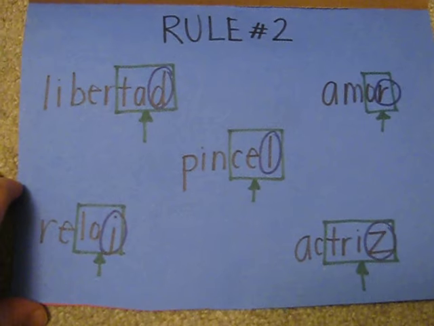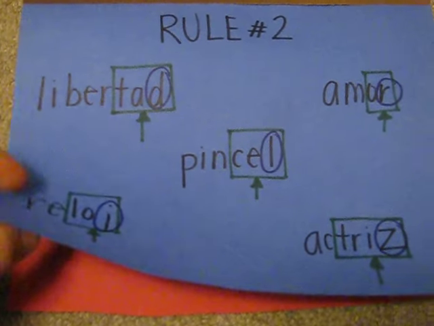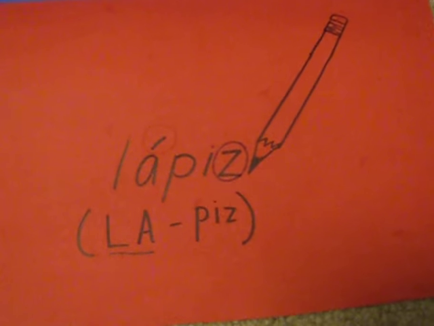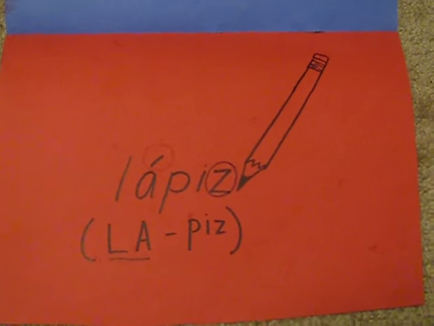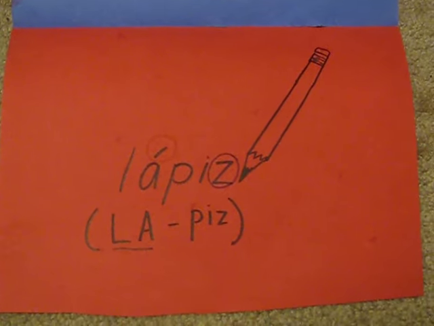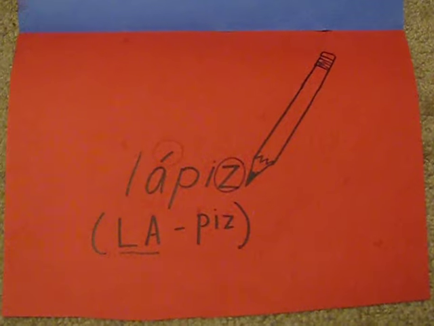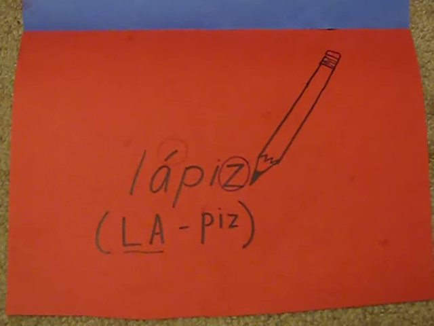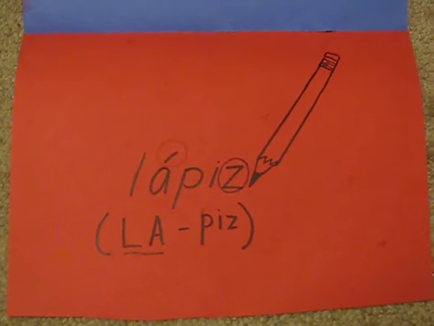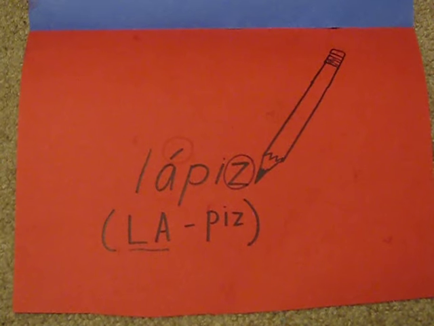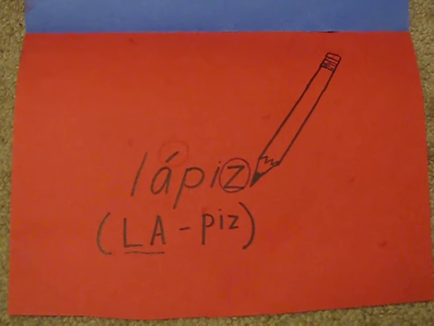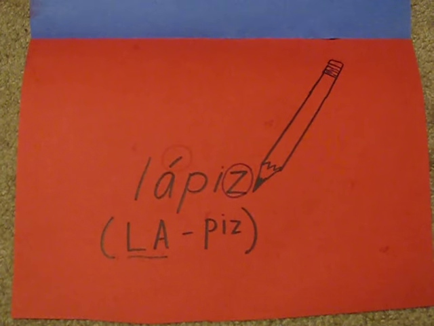Now, when a word does not follow one of these two rules, we must use a written accent. Of course, you will only know where to write the accent once you have heard this word spoken. Take, for example, the word pencil in Spanish. This word requires a written accent because it ends in a consonant other than N or S, but we put the accent on the first syllable.